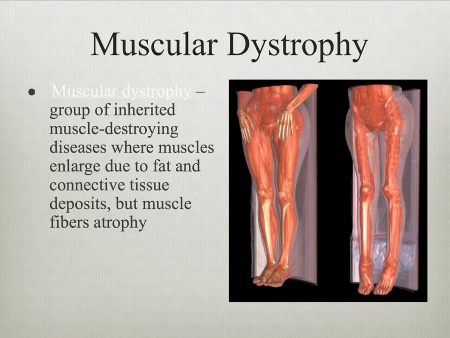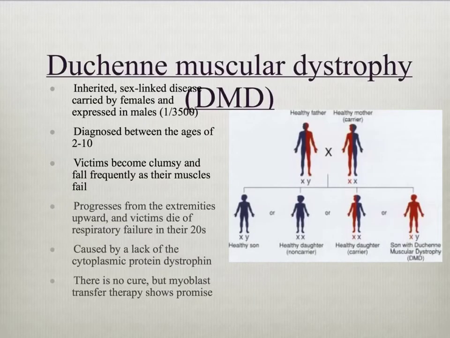So you can see in these pictures here, while maybe the legs might look the same size, there's no real muscle tissue left there. Duchenne muscular dystrophy is another inherited, sex-linked type of muscular dystrophy that's carried by females, but it's only expressed in males. So you can see in this breakdown here where you could have a perfectly healthy mother and father, but the mother is the carrier.